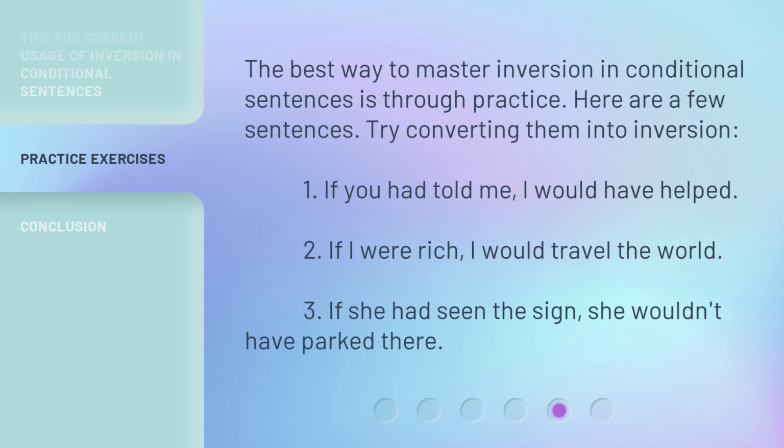The best way to master inversion in conditional sentences is through practice. Here are a few sentences. Try converting them into inversion. 1. If you had told me, I would have helped. 2. If I were rich, I would travel the world. 3. If she had seen the sign, she wouldn't have parked there.